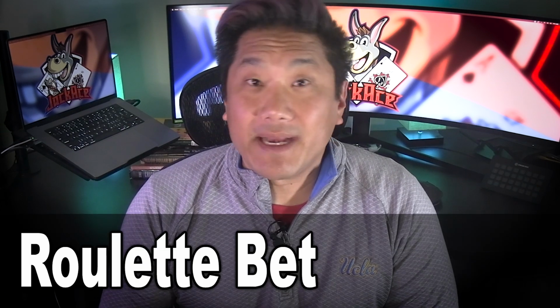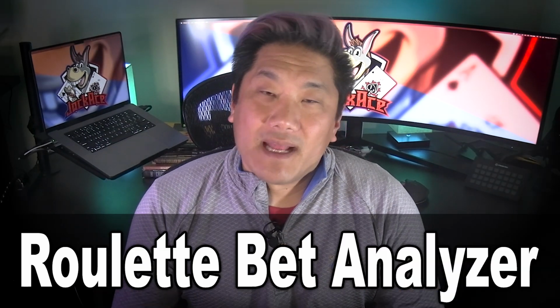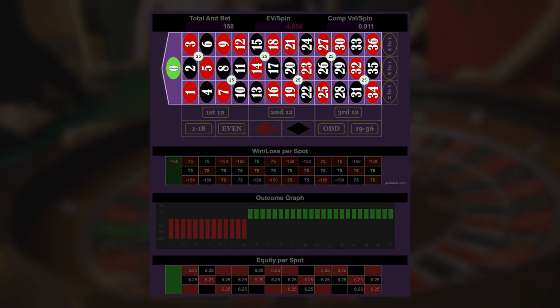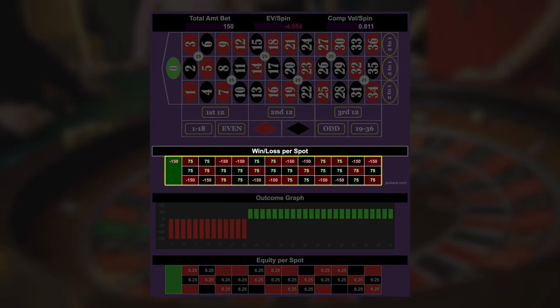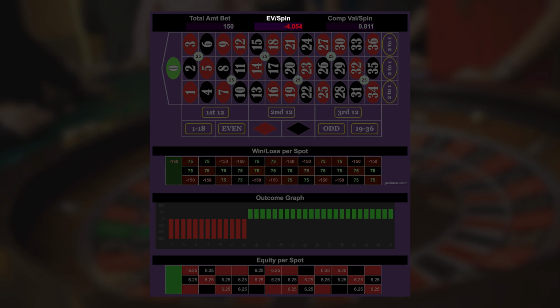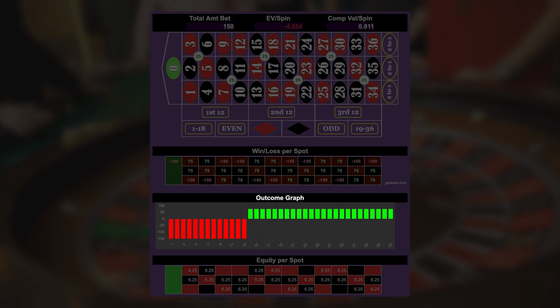I've been making to the Roulette Bet Analyzer. If you haven't seen the Roulette Bet Analyzer before, it's a tool that I created where you can enter in your roulette bets. It'll show you how much you're going to win and lose for every possible result. It'll show you your expected loss per spin, your expected comp value per spin, how much equity you have on each number if you were to bet each number straight up, and it'll show you a graph of every single result sorted by your worst losers first, and then on the right will be your highest winners.